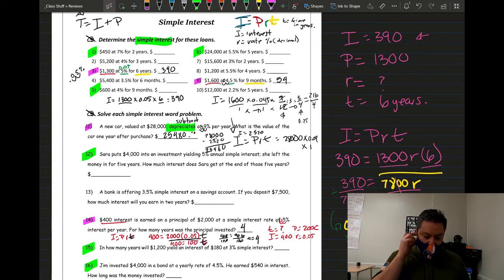So, simple interest, we have the formula I equals PRT. I stands for interest. P stands for principal. R stands for the rate. Remember, you have to convert that rate into a decimal. And T stands for time in years. If it's not given to you in years, you will have to make it a factor of years.